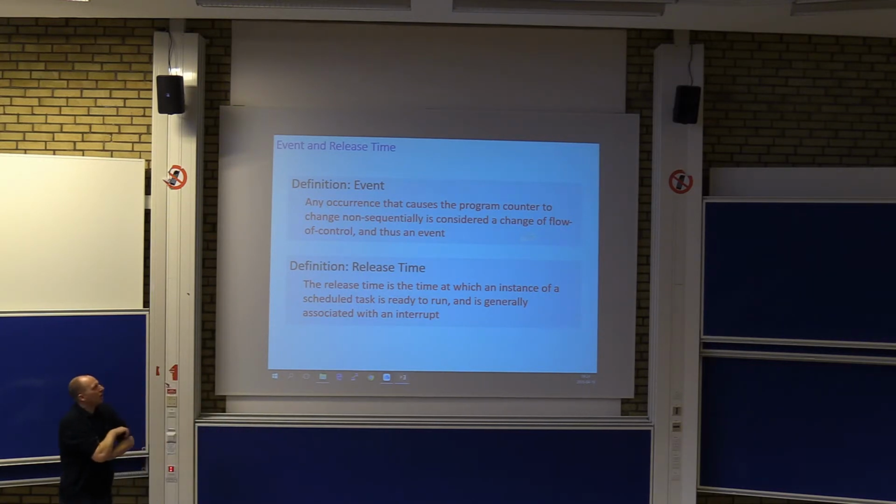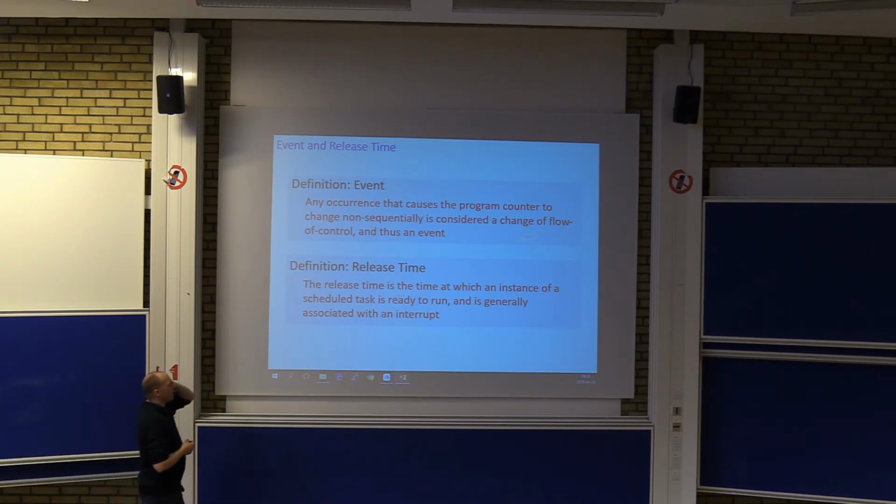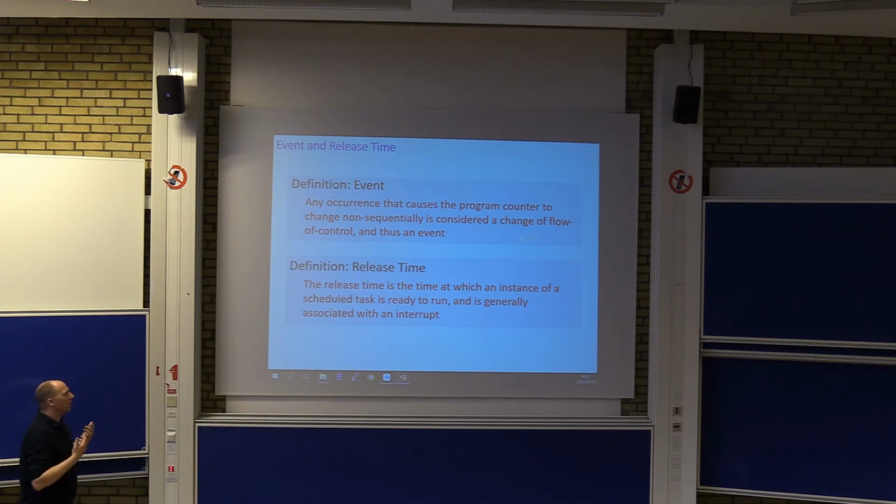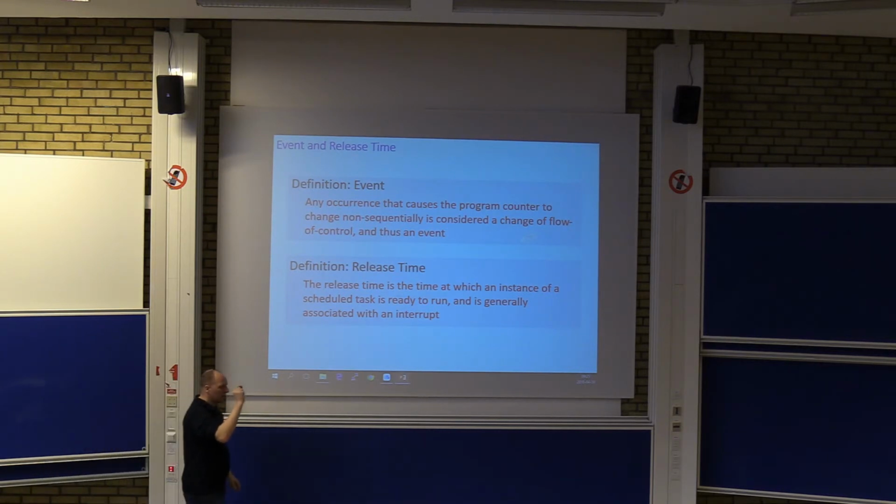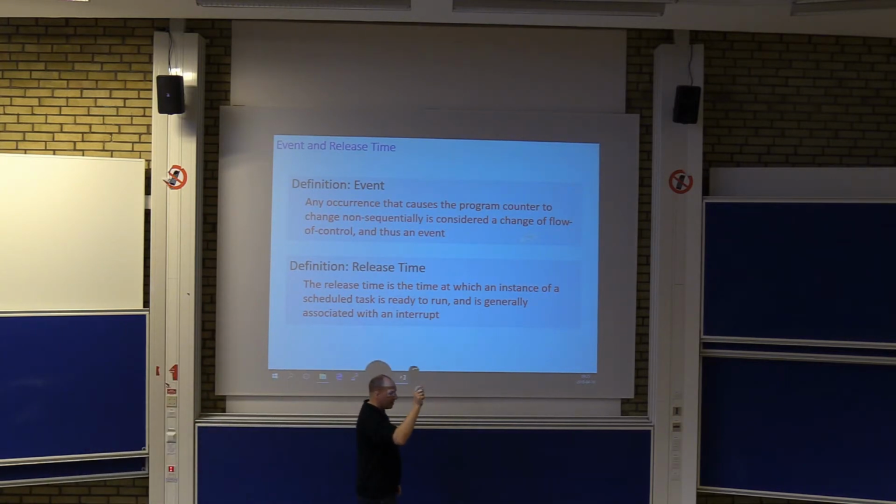We also took a course on discrete event systems. And in discrete event systems, what do we mean by an event? In this case, an event will mean something that causes the program counter to change in a non-sequential way. Remember, the program counter is the address of which instruction to execute next in your computer program.